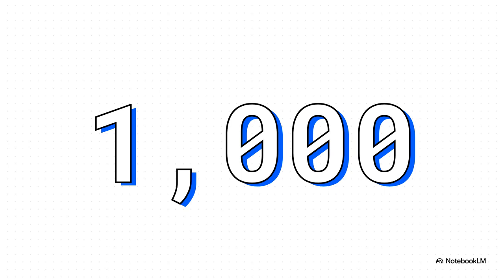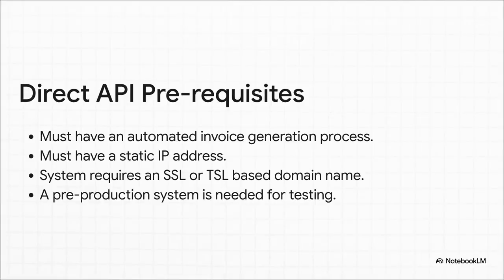specific price of admission. To even be considered for direct API access, your company has to be handling at least 1,000 activities a day. We're talking generating or updating invoices, that sort of thing. That number, 1,000 per day, is the official line in the sand that separates the large enterprises from everyone else. And the checklist doesn't stop there.